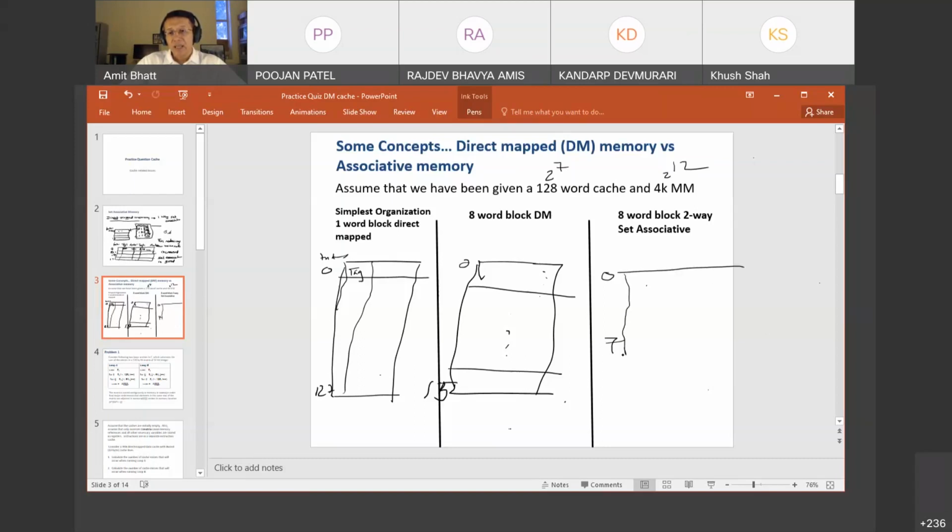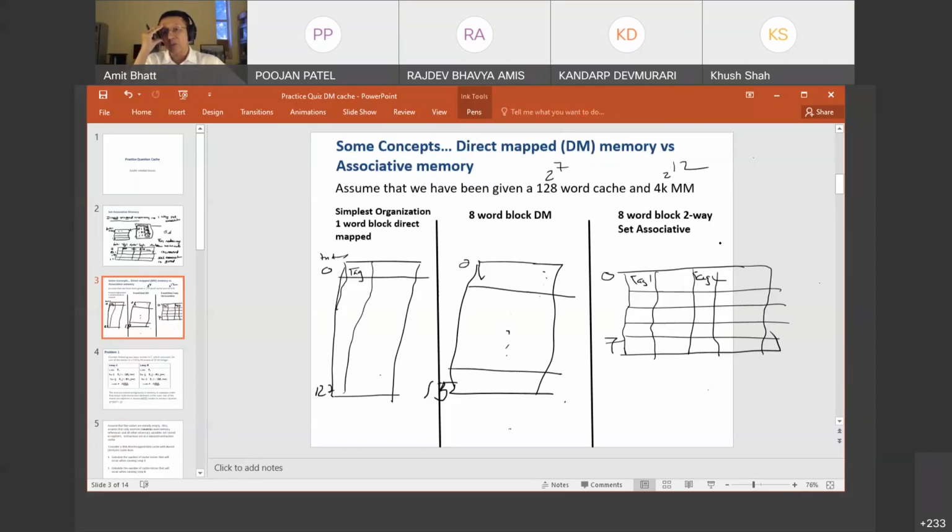So I will have something like 0 to 7 as the index, and I would have tag 1, data 1, tag 2, data 2, and data or instruction, whatever it is. So it will be something like this, some such thing, 0 to 7. So this is 8-word two-way set associative.